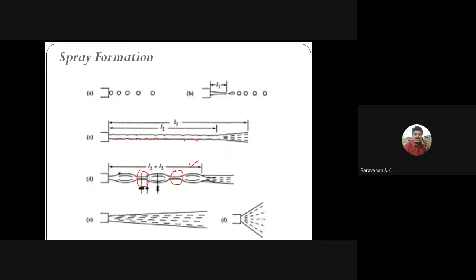The pressure difference is the pressure of injection minus the pressure of the combustion chamber cylinder. This is the pressure difference, and this is the formula for velocity. So the velocity of the flow is around 400 meters per second, right?